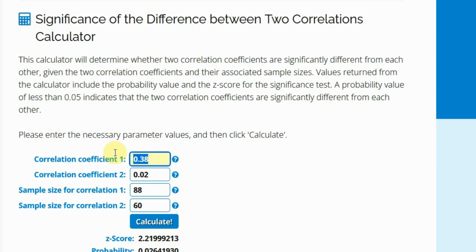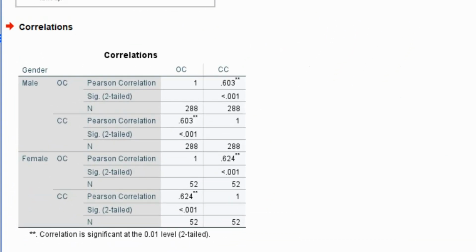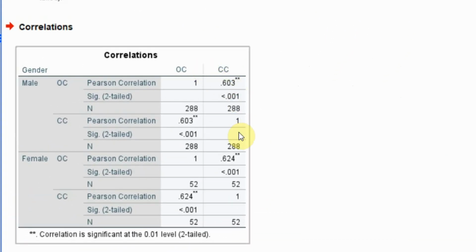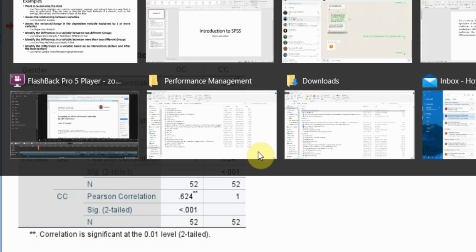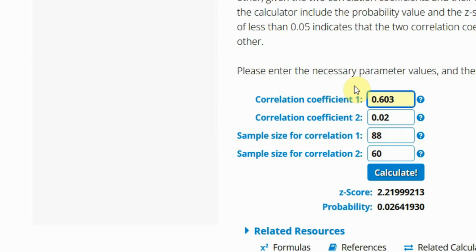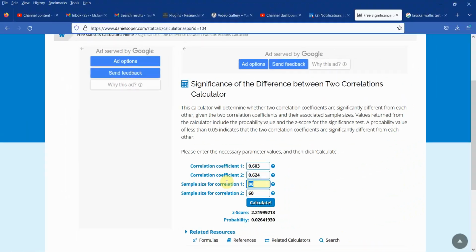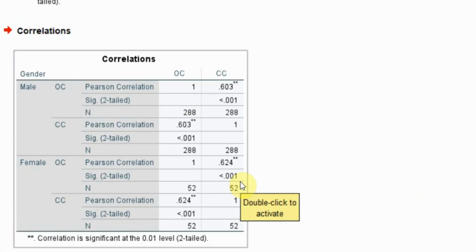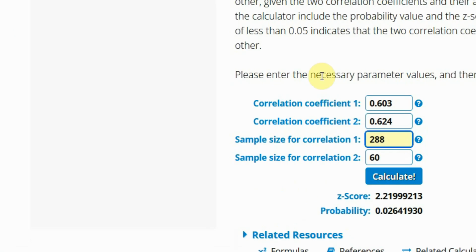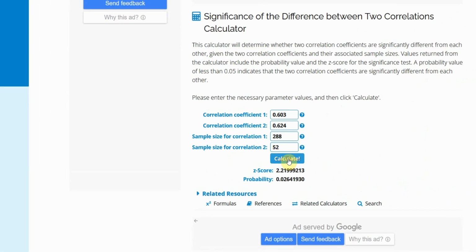So the correlation coefficient for group 1, that is male, was 0.603, and for female it was 0.624. And what was the sample size? Let's look at the sample size: 288 and 52. Let's calculate.